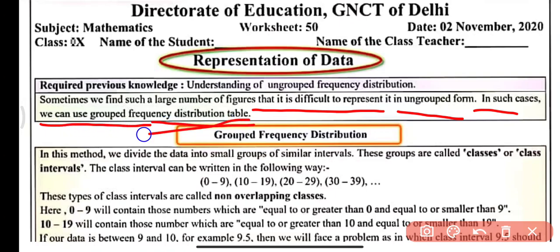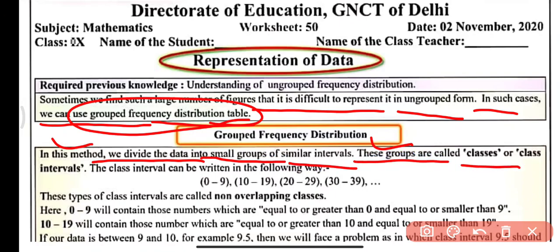Now what is a group frequency distribution table? So in this method we divide the data into small groups of similar intervals. हम क्या करते हैं, डेटा को small intervals में small groups में break कर लेते हैं, and these groups are called classes and class intervals. इन groups को हम क्या बोलते हैं, classes बोलते हैं और class interval बोलते हैं.